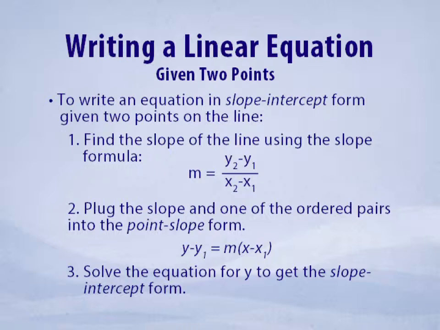Then we will plug the slope and one of the ordered pairs into the point-slope form. This form is y minus y1 equals m times x minus x1. We will then solve the equation for y to get the slope-intercept form. Let's try an example.